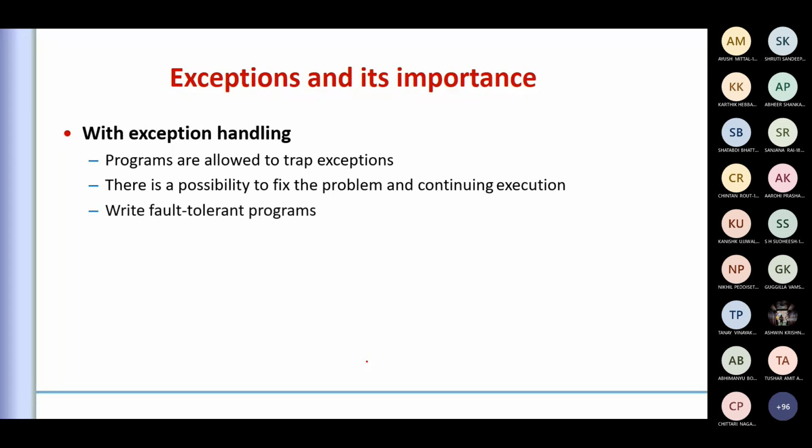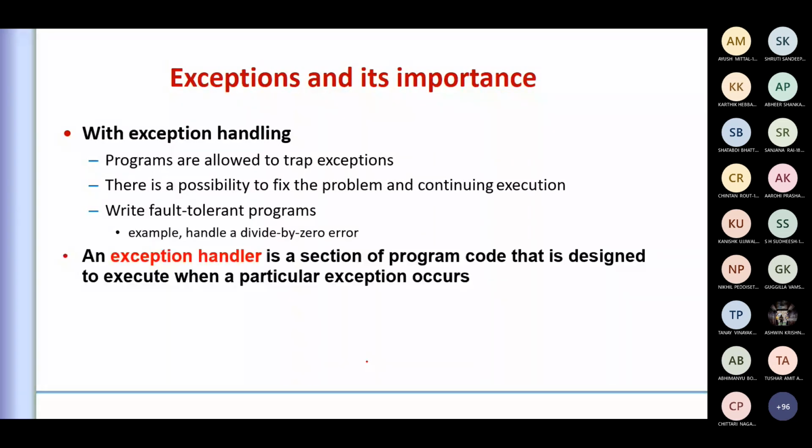It also gives appropriate fault-tolerant programs. So it is more required for the industry. They expect that in all robust cases they want to handle that. And if it is not possible to handle, at least it should provide proper messages. So that is the requirement for us. It is a section of program code that is designed to execute when a particular exception occurs. So an exception handler is a particular place. In C++, a lot of emphasis is given on exception handling. We'll see more on this.